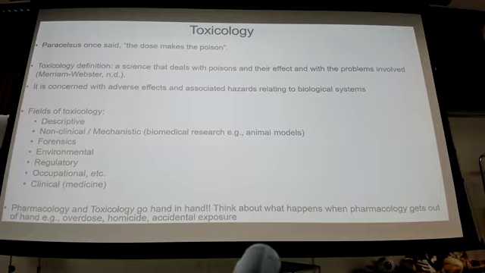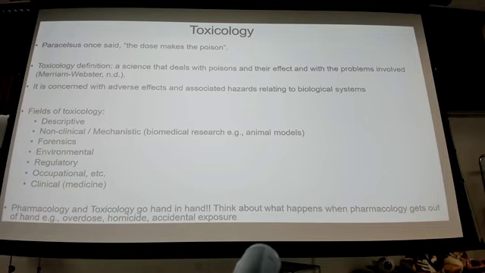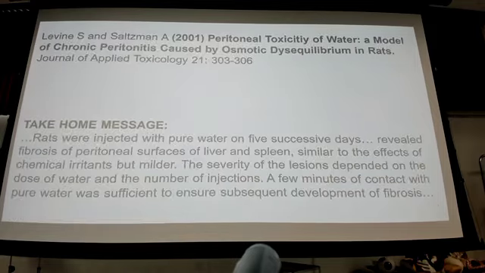Then we have forensic toxicology, which we know that's medical examiner, that's a mixture of analytical chemistry and toxicology. And what you guys will probably see in your primary care practice is clinical toxicology, which is basically the study or the treatment of poisons or acute toxic exposures.